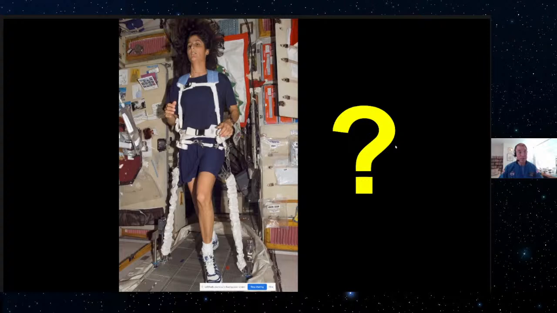Some do have bone loss. Of those, most of them, once they get back under gravity and start exercising again, get most of their bone back, but some of them don't. So this problem is, again, mostly solved, solved well enough for us to go to Mars, but it's not completely licked yet, and we're still working on it.